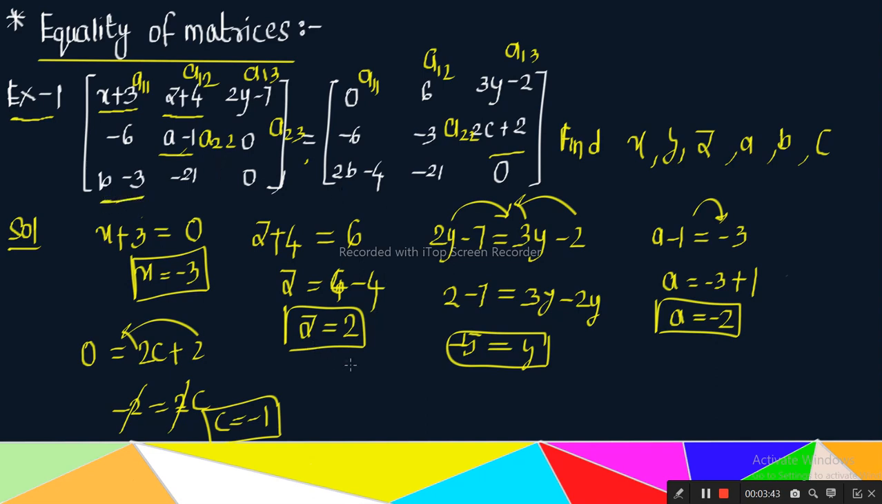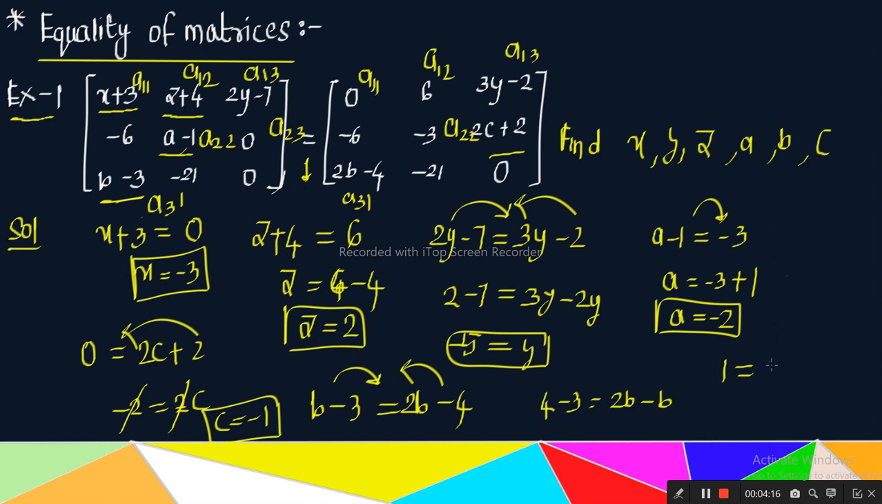Now we want the value of b. Here, in place of a31, b minus 3 is there, and equal to that, 2b minus 4 is there. I am bringing this b here and this minus 4 here. So minus 4 comes here and becomes plus 4, minus 3 is equal to 2b minus b. 4 minus 3 is 1, 2b minus b is b, so the b value is 1.